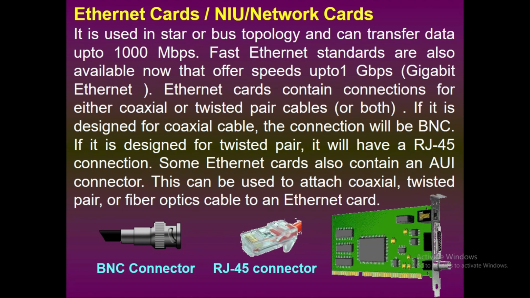Otherwise, it usually comes for twisted pair cables in the market. If it is designed for coaxial cable, the connection will be a BNC connector. As you see at the bottom, it is a BNC connector. If it is designed for twisted pair, it will have an RJ45. You see the next one is the RJ45 connector. Some Ethernet cards also contain an AUI connector, and this can also be used to attach coaxial, twisted pair or fiber optic cable to an Ethernet card. That means AUI is used for fiber optic.